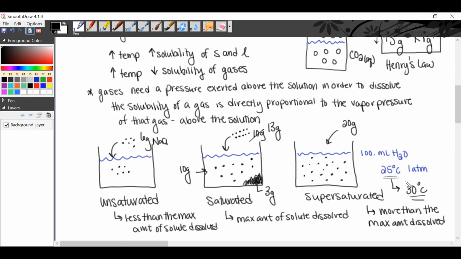But then you have to cool it back down to 25 degrees Celsius, because the 20 grams is how much can dissolve at 30. That wouldn't be supersaturated. That would be saturated at 30 degrees Celsius. And then you gently cool it back down to 25. So you separate out the water molecules, you dump a bunch more solute in, you gently cool it down, and it'll stay dissolved, which is kind of cool.